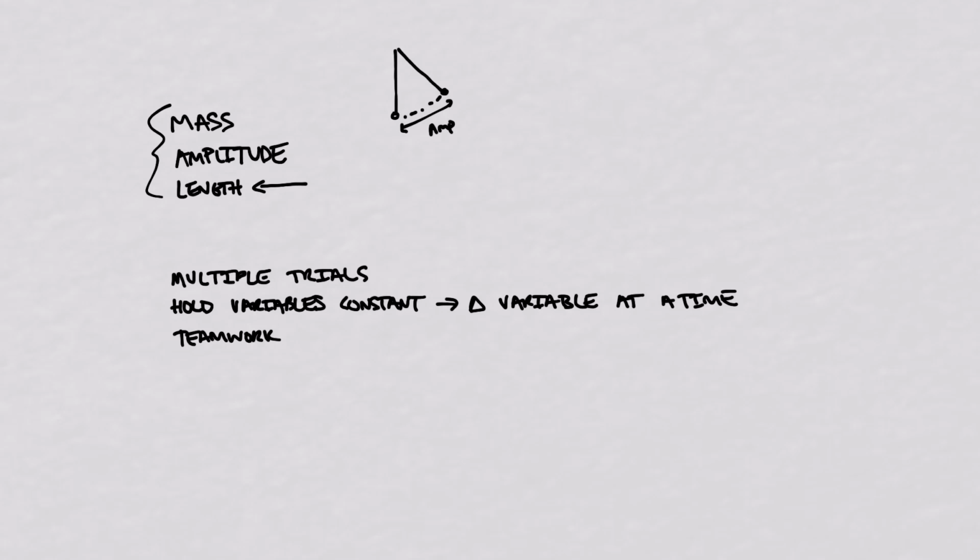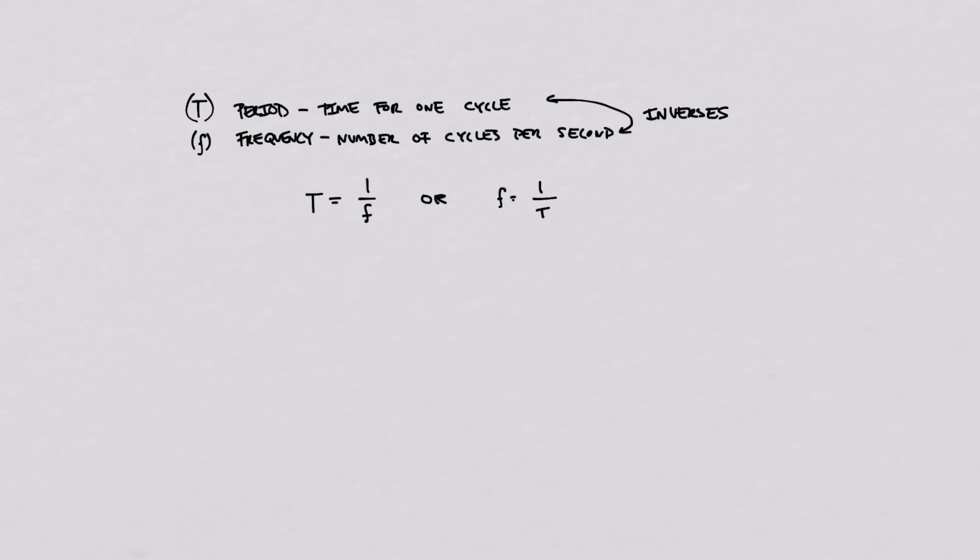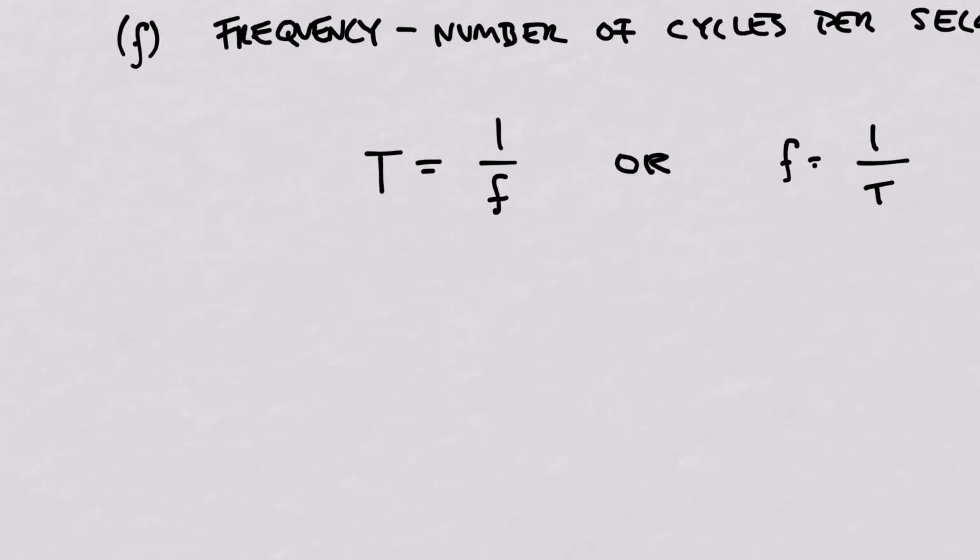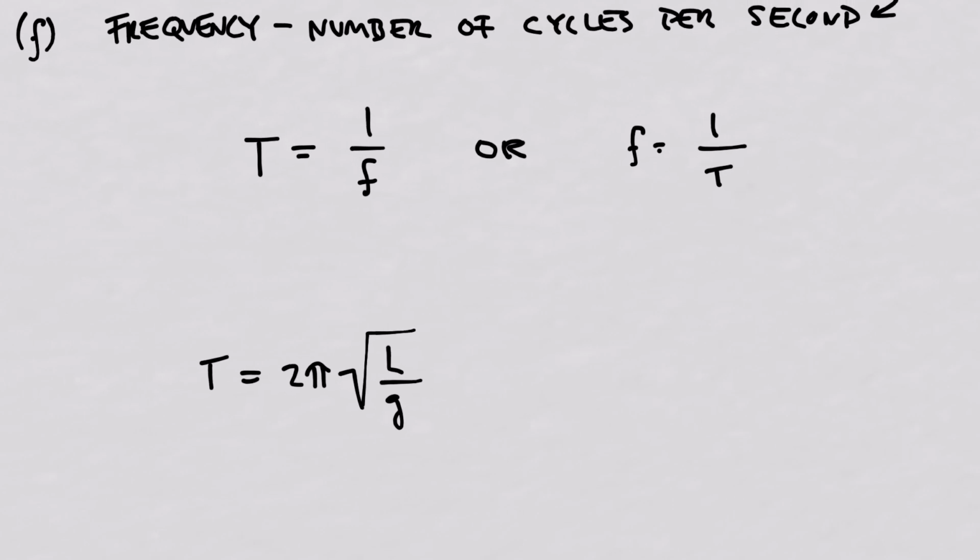remember that the length of the string was the only thing that affected the period of the pendulum. And there's actually a mathematical equation that describes that relationship as well. So here it is. I'm going to give it to you right here. Period is equal to 2 pi times the square root of the length of the string divided by g, which is the acceleration due to gravity.